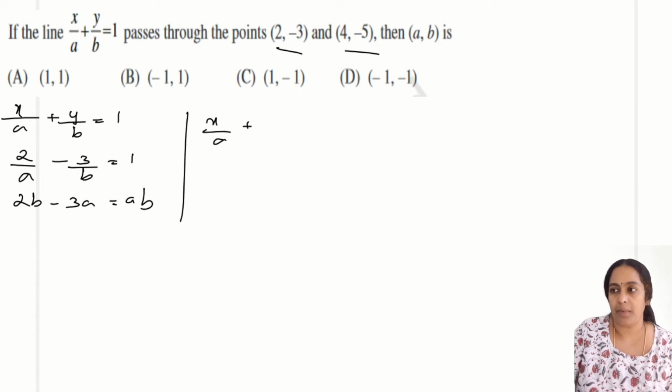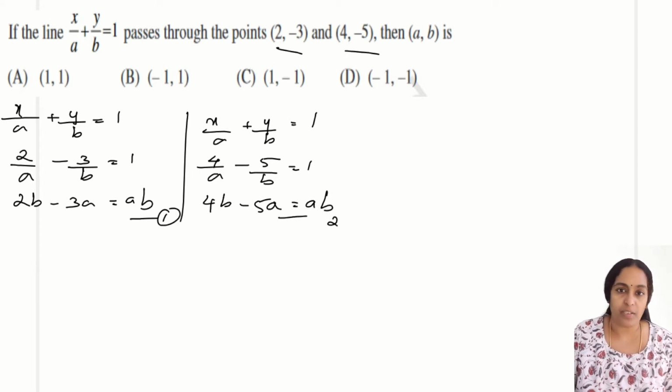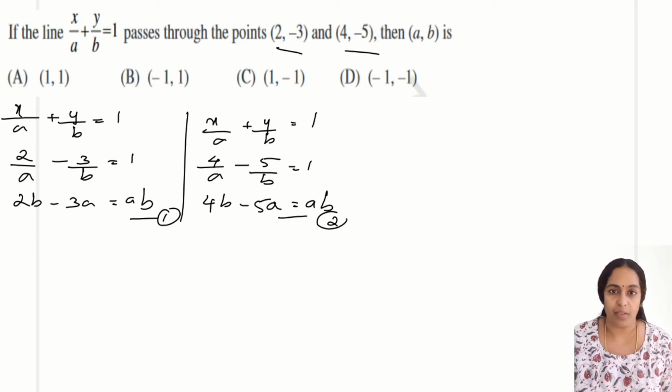Again I have x by a plus y by b equals 1. The point is 4, minus 5. 4 by a minus 5 by b equals 1. 4b minus 5a equals ab. So now I will solve these two linear equations and get my values of a and b.